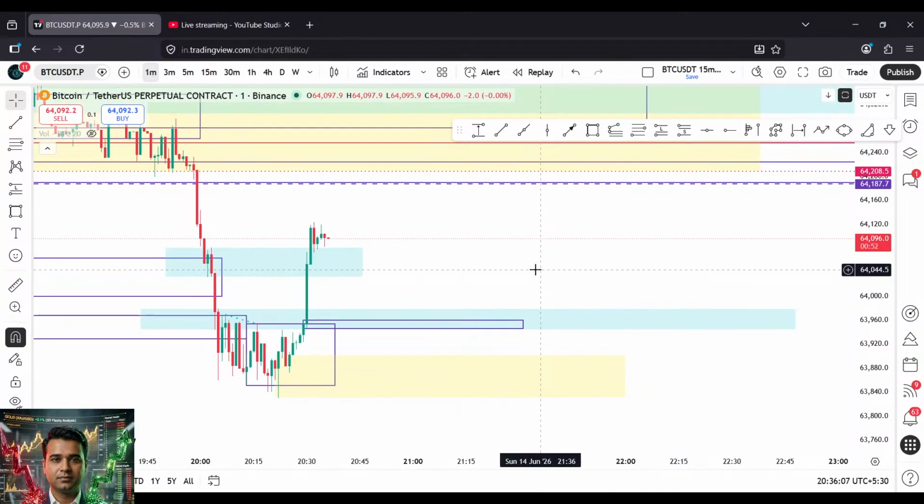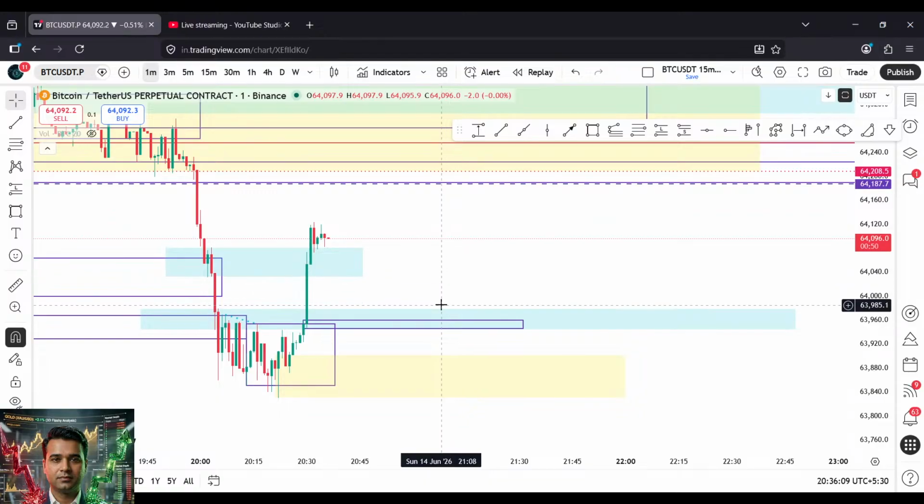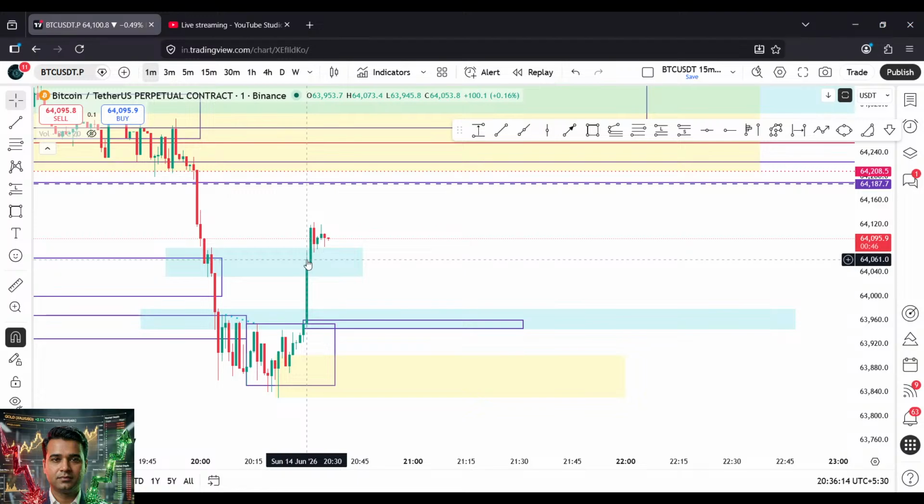Above this candle is important, but we have covered the base of this candle.